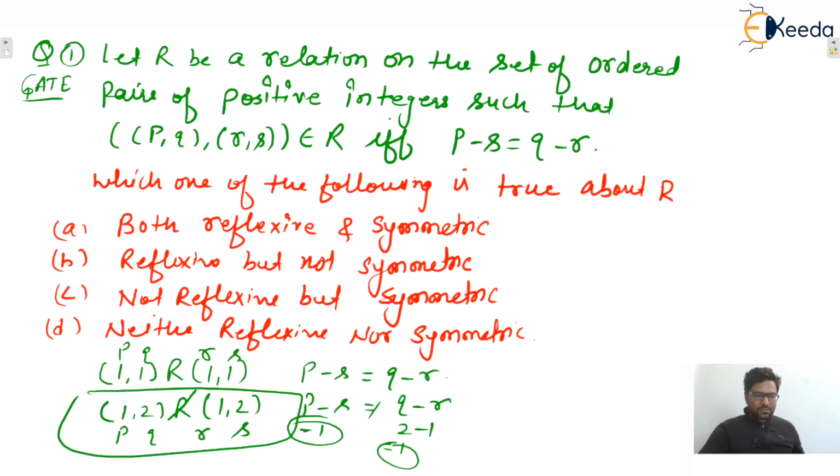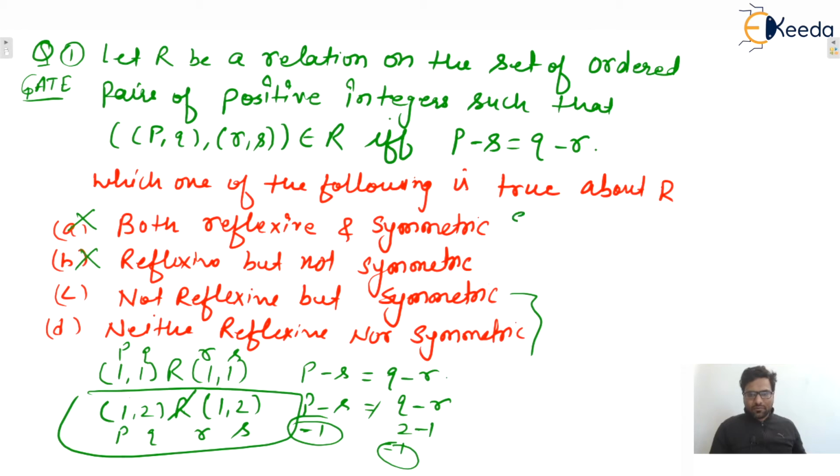So here we can say that every ordered pair is not related with itself. That's why we can say that it is not a reflexive relation. Because of not reflexive, option A can be eliminated. And the next one, option B, reflexive but not symmetric, also can be eliminated. So we can check for C and D whether it is symmetric or not.